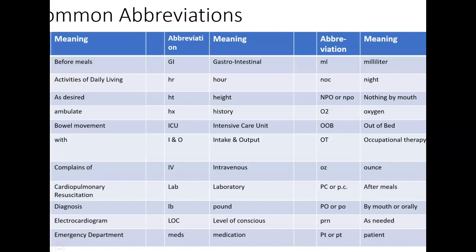I&O is intake and output, recording the fluids that they take in, fluids meaning oral fluids, IV fluids, feeding tube fluids, and output, urine, okay, drainage out of tubes. IV is intravenous. Lab, LAB, is laboratory. LB is pound. LOC, level of consciousness. So your level of consciousness, I'm awake, I'm alert, I know what I'm doing, I know what I'm supposed to be talking about. That way I have a good level of consciousness. So if their level of consciousness has decreased, they might be lethargic, not able to respond to you.